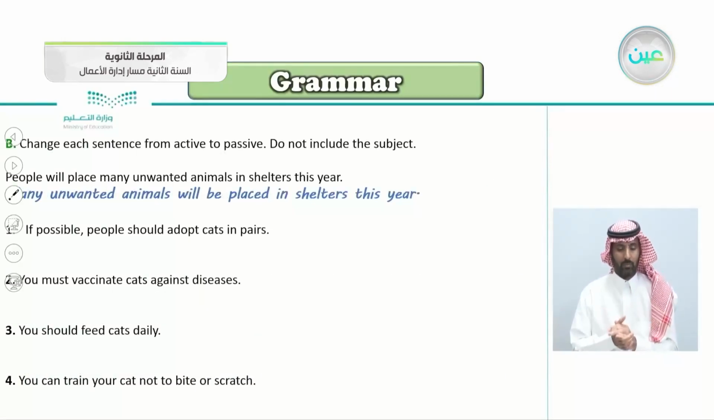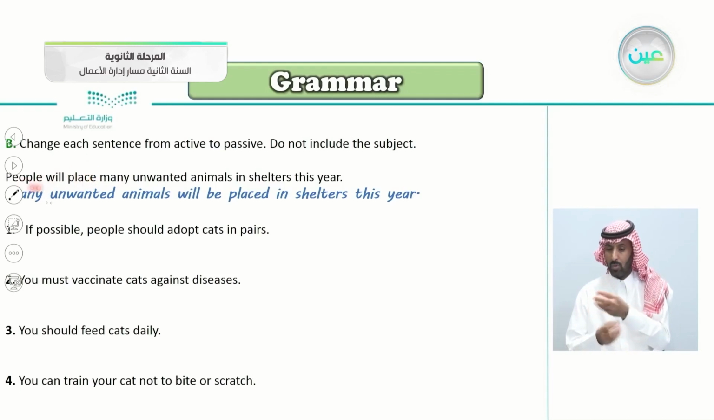So moving on to exercise B here. Change each sentence from active to passive. Don't include the subject. Don't write by something. People will place many unwanted animals in shelters this year. So begin with the object. People will place, this is the verb here, so this is the subject. So many unwanted animals will be placed in shelters this year.